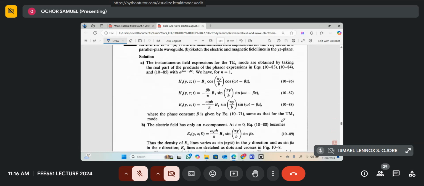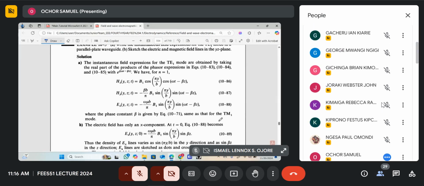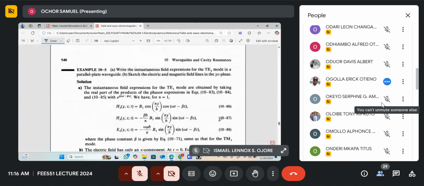So you can see just the expressions for the general equation for both the electric field in the X component and the electric field in the Y component. And also when you derive the magnetic field both in the X and Y components, using just the general expression, you just find it is J omega mu over k squared over n b.